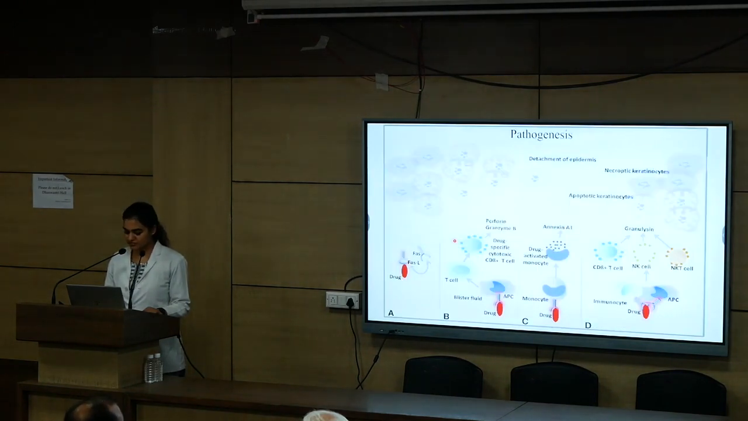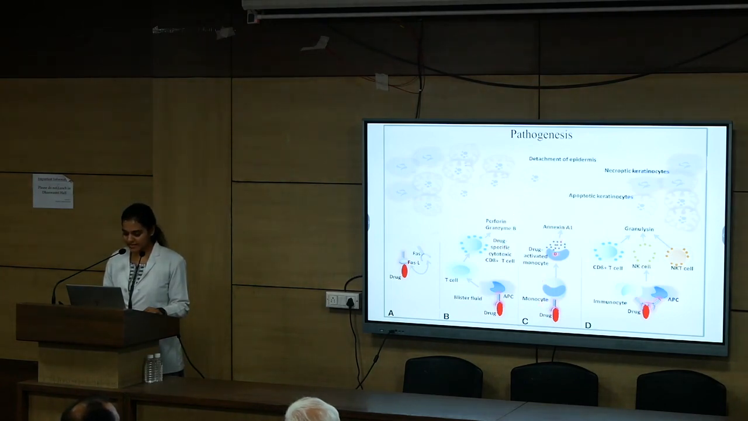Talking about the pathogenesis of TEN, these are the 4 commonly proposed pathomechanisms in TEN. In A, the culprit drug causes upregulation of the FAS ligand, which binds to the FAS receptor expressed on the keratinocytes, which causes activation of the death receptor mediated apoptotic pathway. In B, the drug interacts with MHC class 1 expressing cells, which causes drug specific cytotoxic CD8 positive T cells to accumulate within the blister fluid, causing release of perforin and granzyme B, which kills the keratinocyte.